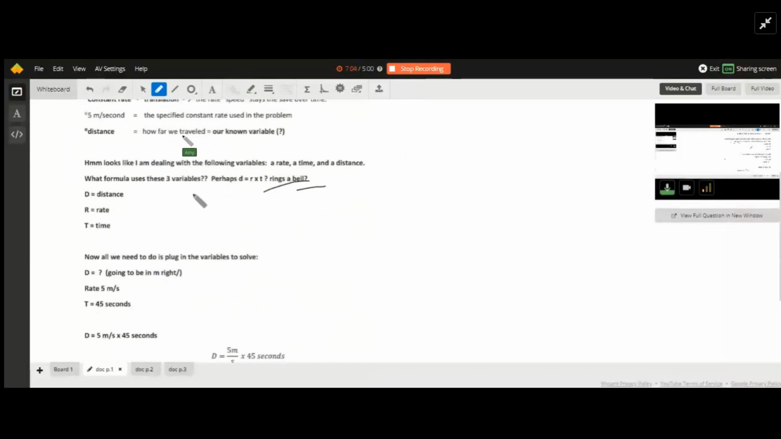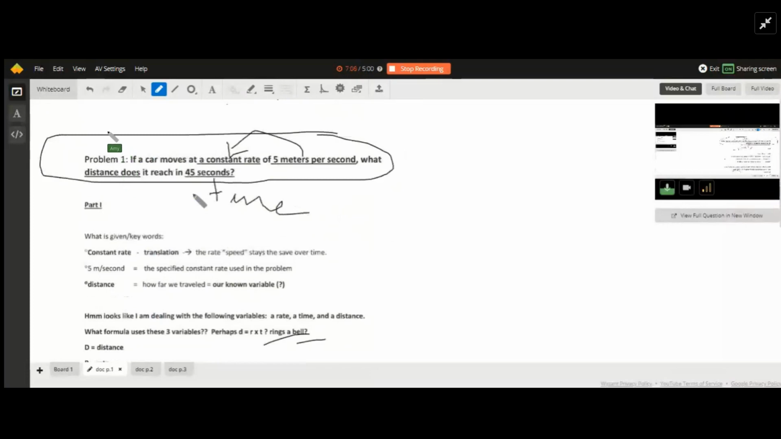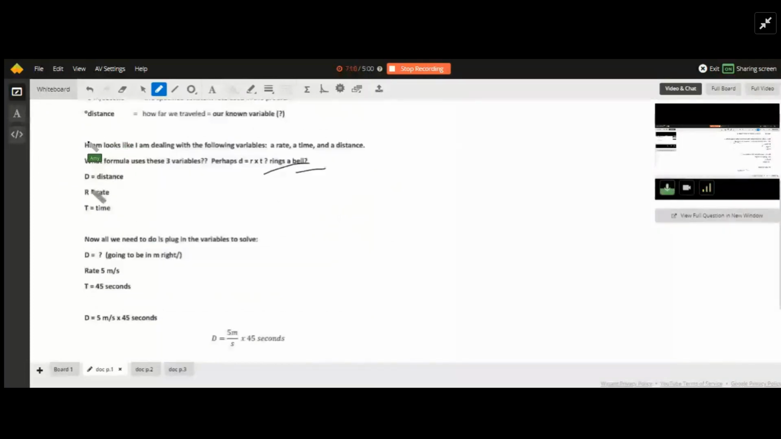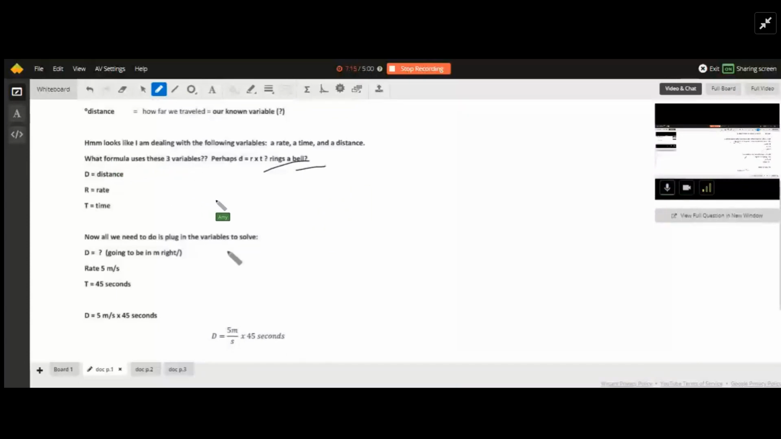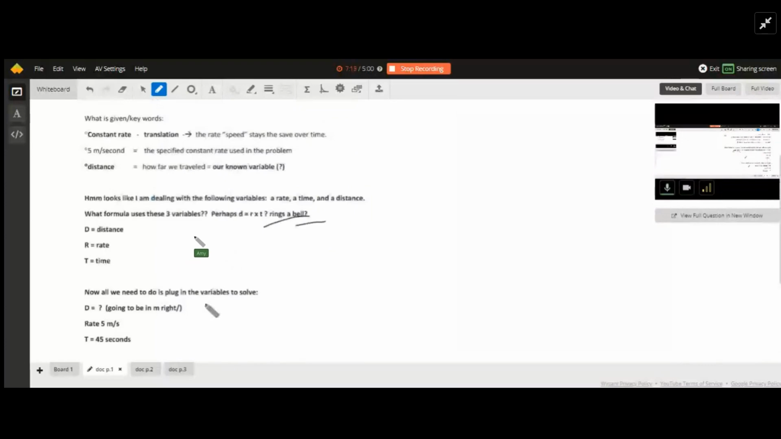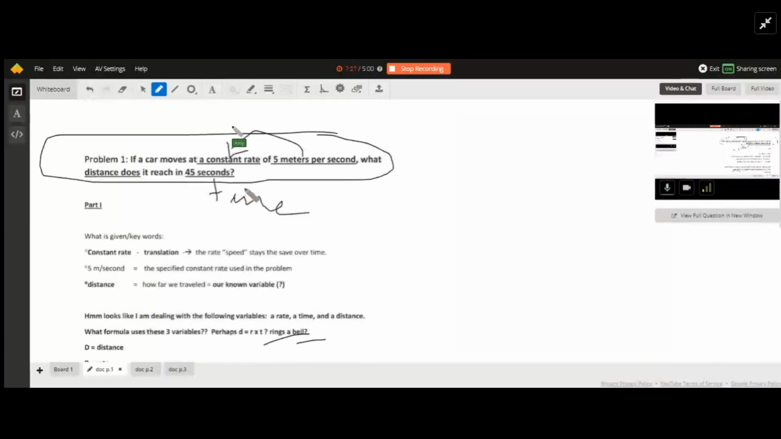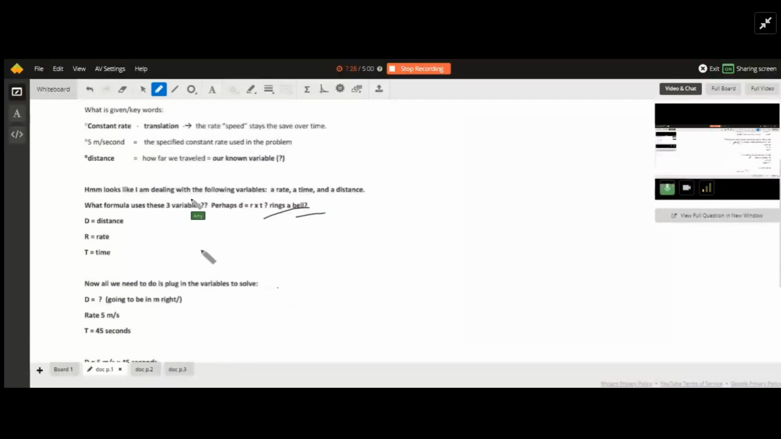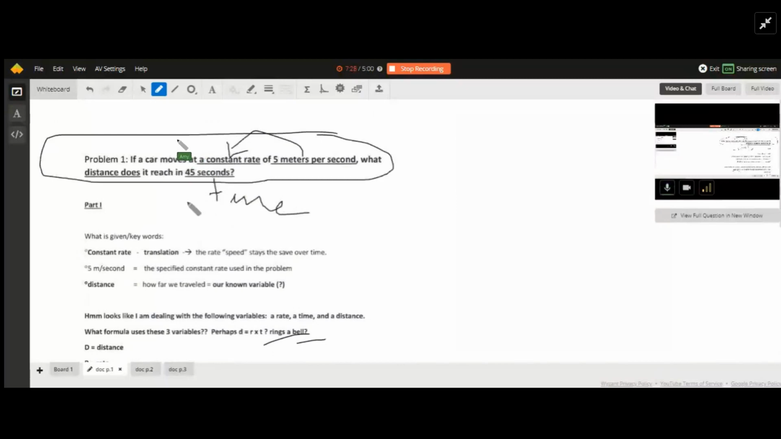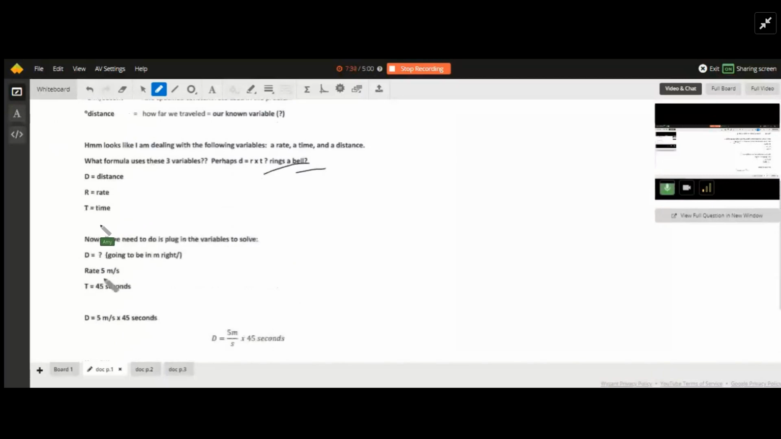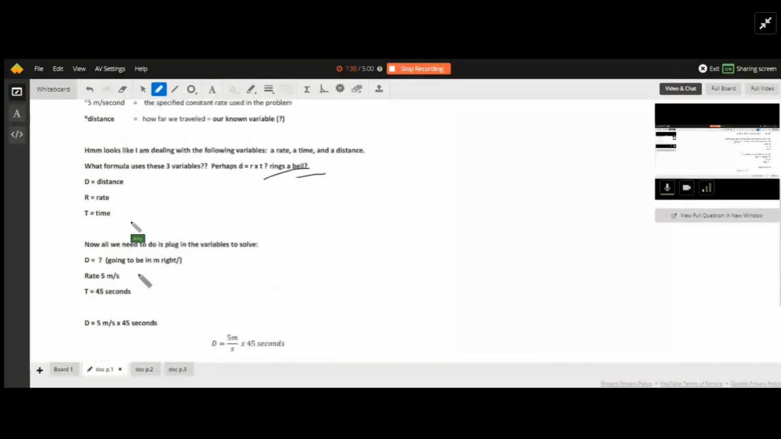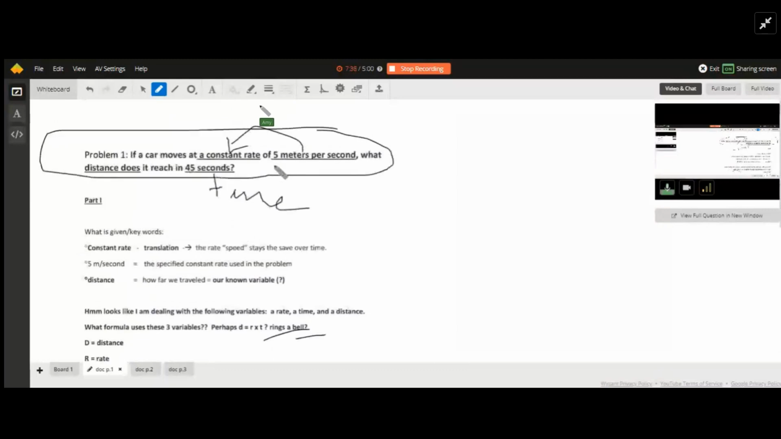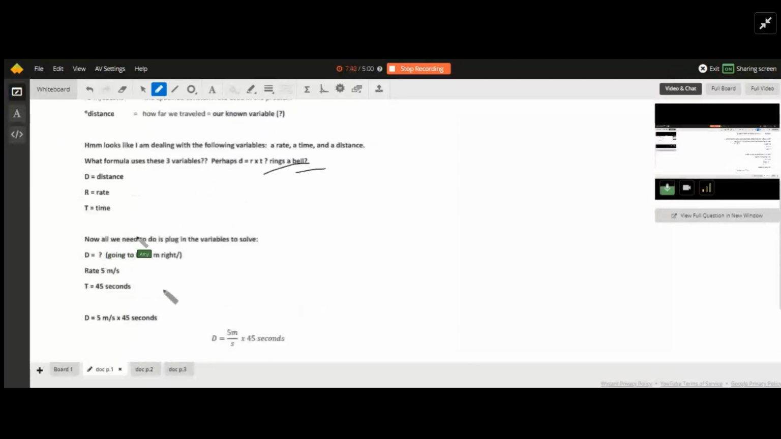once I know the information above, I'm just going to restate what each of those variables means. d equals distance, r equals rate, t equals time. And then we're going to, again, specify what each of those are in the problem that are given. Wait, distance is what we're going to be trying to find, right? We're going to try to find how far the distance goes within 45 seconds, okay? So that's what we've got to find. Now, our rate, as we said, was our constant rate, 5 meters per second. And our time is 45 seconds.